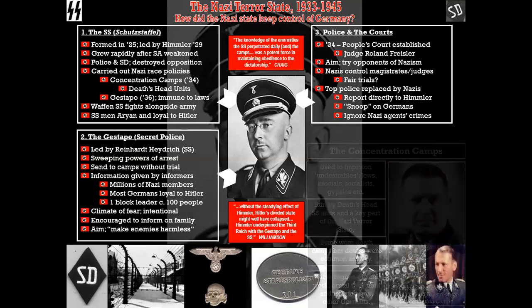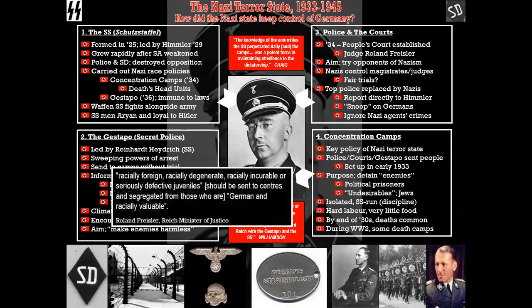So, it's a key policy of the Nazi terror state. The police, the courts, and Gestapo all sent people to the camps, and they were set up in early 1933. As Roland Freisler put it, racially foreign, racially degenerate, racially incurable, or seriously defective juveniles, that's children to thee and me, should be sent to centres and segregated, that means separated from and isolated from those who are German and racially valuable. Yeah, what a lovely, lovely man Roland Freisler isn't.